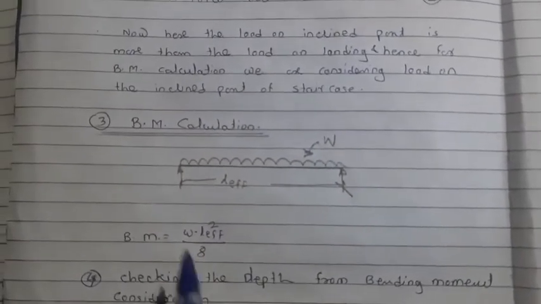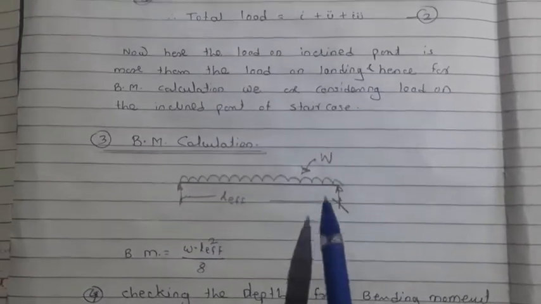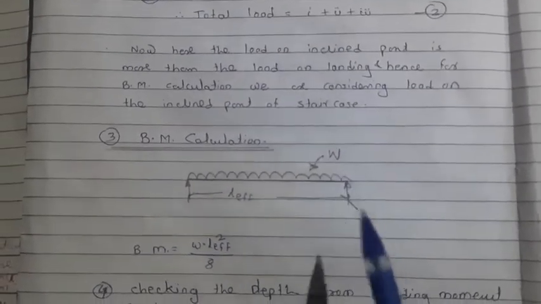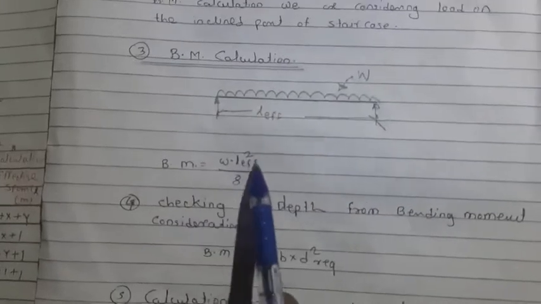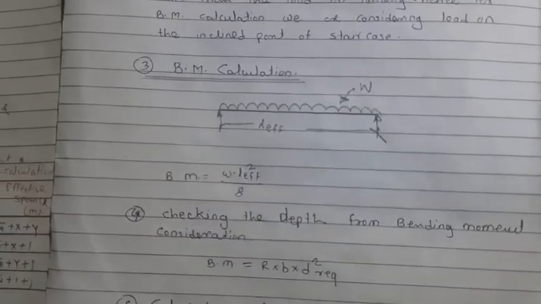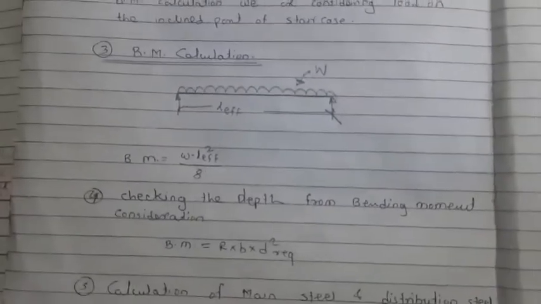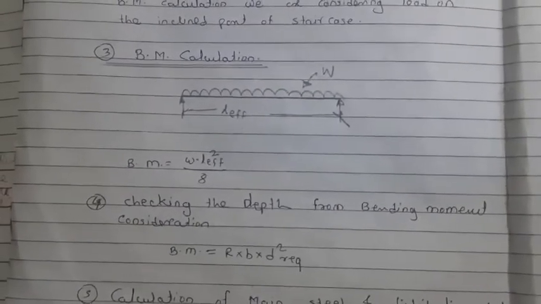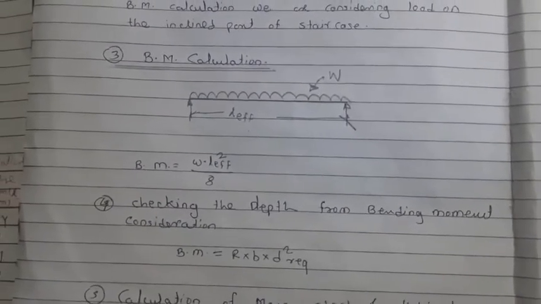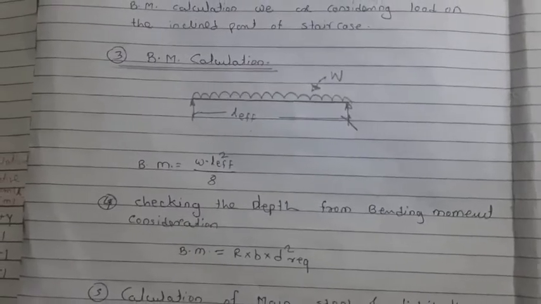Now the next step is we have to calculate the bending moment. Again we are considering the staircase to be simply supported, subjected to the load of W. Then the bending moment is given as W L square by 8. Once we have calculated the bending moment, we have to check the depth we have already provided from the bending moment consideration.